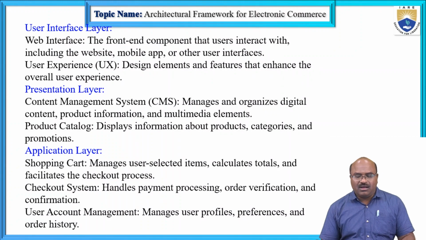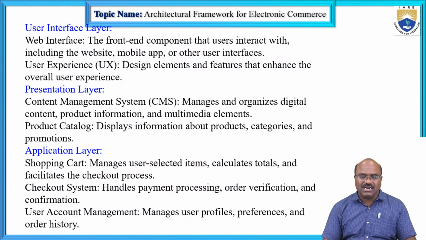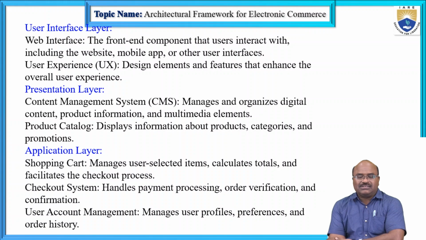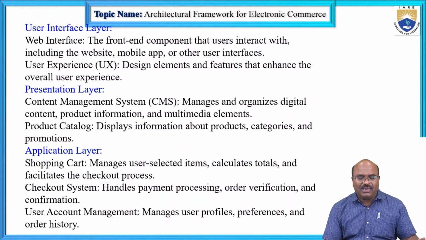See, in the architectural framework of electronic commerce, one of the important points is the different types of layers. The layer I am talking about first is the interface layer. The basic or core layer is called the user interface layer, UIL, which stands for user interface layer. Here, web interfaces are the front-end components that the user interacts with, including the website, mobile apps, or other user interfaces. This is called the user interface layer.